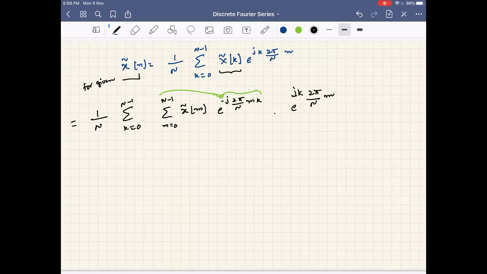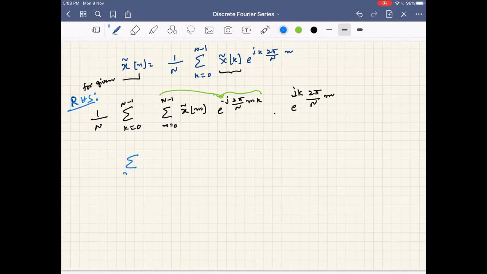I'm just writing, let me write here explicitly, this is the right hand side. Okay, right hand side. If I get the left hand side, then I think we are done, that the expressions that we have written give us the analysis and synthesis equations for discrete Fourier series. Okay, so now let us start simplifying.